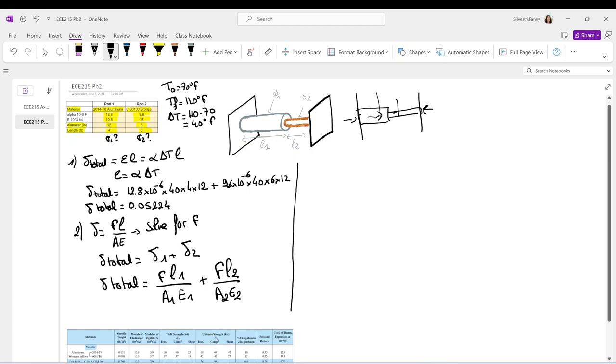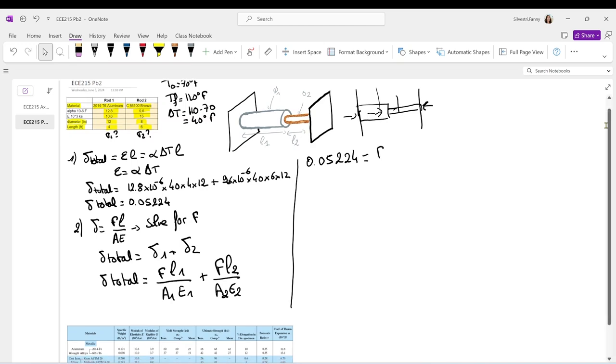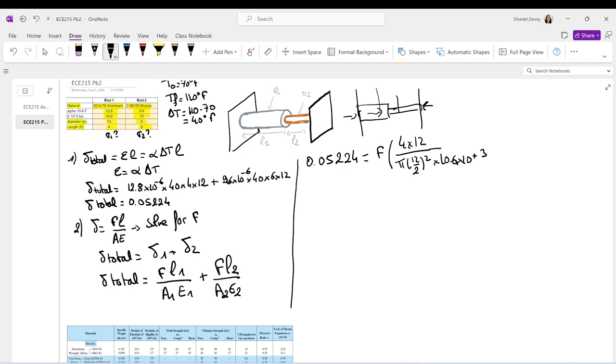Let me continue on that side. So delta total, we found the value 0.05224. The force we don't know, so let me factorize by the force. That's what we try to find. L1, we have 4 times 12. The area A1, the diameter is 12, so pi times 12 divided by 2 squared, times the Young modulus, that is 10.6 times 10 to the third.